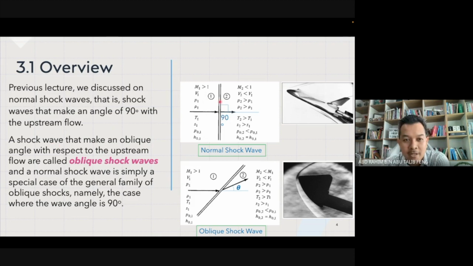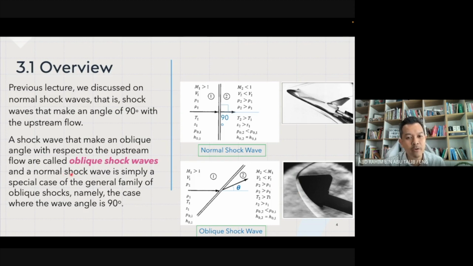When it is a normal shock wave, it is at an angle of 90 degrees. But what happens when the shock wave makes an oblique angle with respect to the upstream flow? Similarly here, it is no longer 90 degrees, it is at an angle of theta. It is normally called an oblique shock wave. For example, like what is shown in these two photos, the first is a shuttle and the other is just a cone shape at an angle.